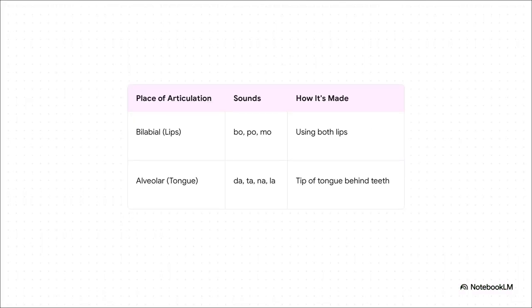So take a look at these sounds, the ones we just practiced. Bo, po, and also mo. Try saying them. Bo, po, mo. See how your lips come together for all of them? That's why they're called bilabial sounds. Fancy term just means two lips. Now try these other ones. Da, ta, na, la. Where's your tongue? It's right up behind your top teeth every single time. Those are alveolar sounds. So the language is literally organized by your anatomy. It's not random. It's a logical map of your mouth, from your lips to your tongue.